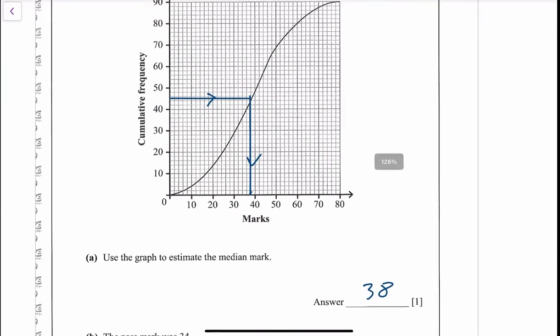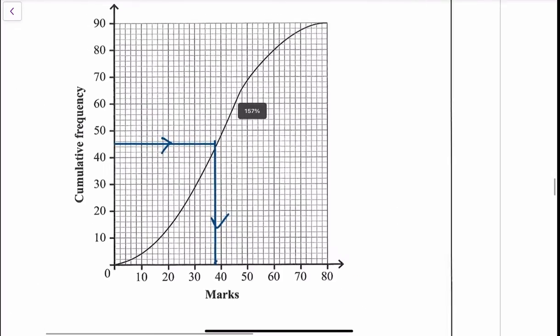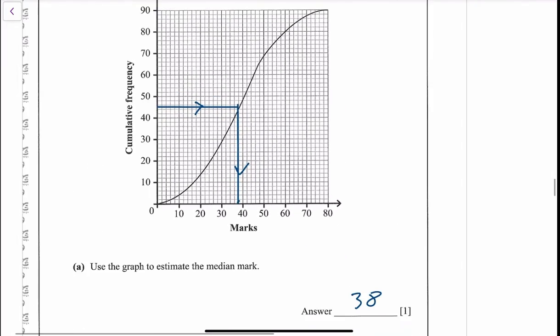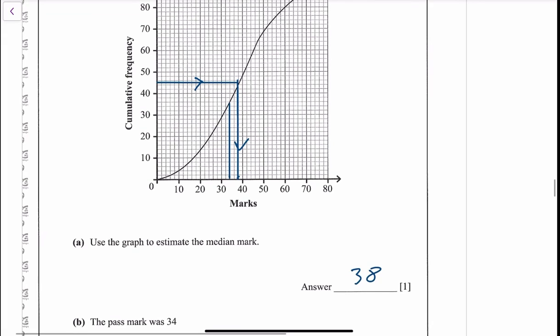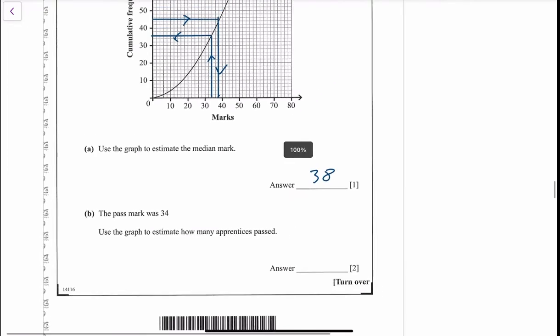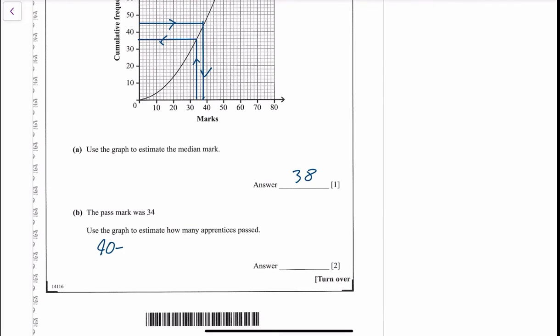But mark on your diagram this. You may have done this, got slightly different, but if you've used your diagram, you should get it right. The pass mark was 34. It asks you how many apprentices pass. So you go up at 34. So there is your 34. I went up at 34 and then across. And when I went across from 34, that's what it got me to. So that was 36 people. So 36 people got 34 or less. There were 90 people then. Minus 36 gives you 54 people.